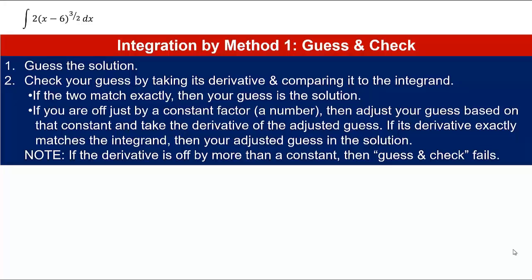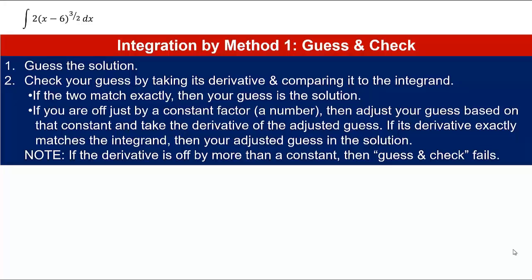If it's off by a constant factor, just a numerical value, you can adjust that in your guess. We'll call that the adjusted guess, by using the reciprocal of what you're off by. Then check that solution by taking its derivative, making sure it matches the original integrand. If it does, then that's the answer. If you cannot get a match within a constant, just a numerical value, then guess and check doesn't work. In general, we're going to be using guess and check on the easier of these problems in any case.